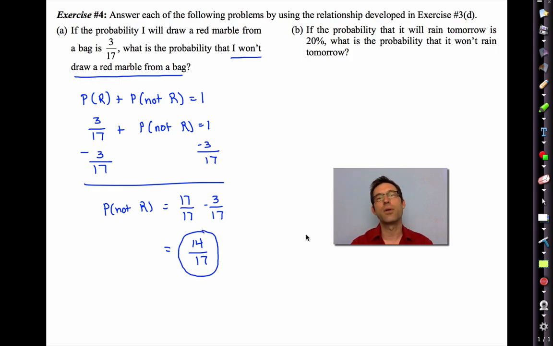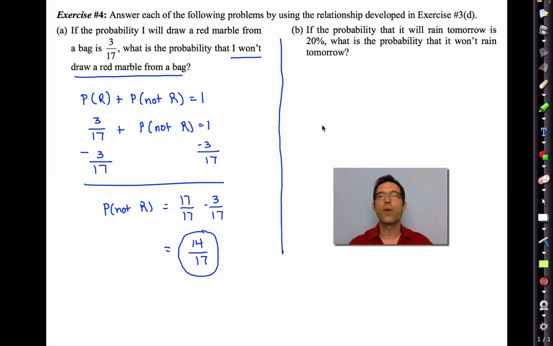Now again, I bet a lot of people wouldn't even do that. I bet a lot of people would say, well, the probability that I draw a red marble is 3 out of 17, so the probability I don't draw a red marble must be 14 out of 17, right? And that makes a lot of sense from the perspective of, let's say I've got 17 marbles and 3 of them are red. Well, 14 of them are not red. And it certainly works out that way just fine, right? So if you've got that intuition, use it.